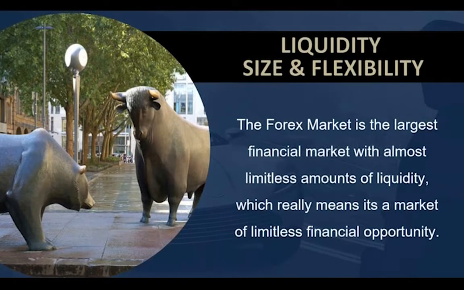The Forex market is the largest financial market, with almost limitless amounts of liquidity. It's a very large market. Over $5 trillion is traded daily in this market, which means there's a ton of potential to get just a fraction of that. It's also a very flexible market. There are three major trading sessions daily: the Asian trading session, the London trading session, and the New York trading session. I point that out because the London daybreak trading strategy takes advantage of the overlaps of these trading sessions.